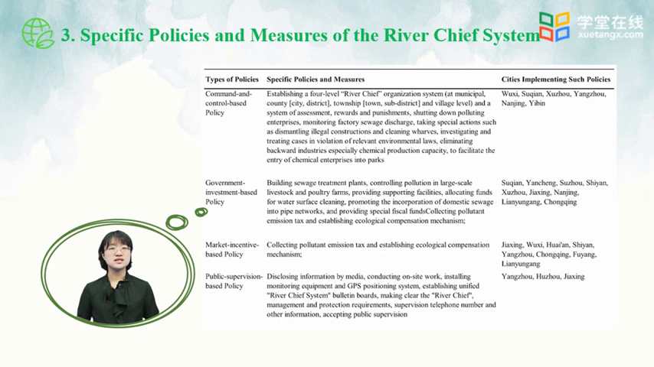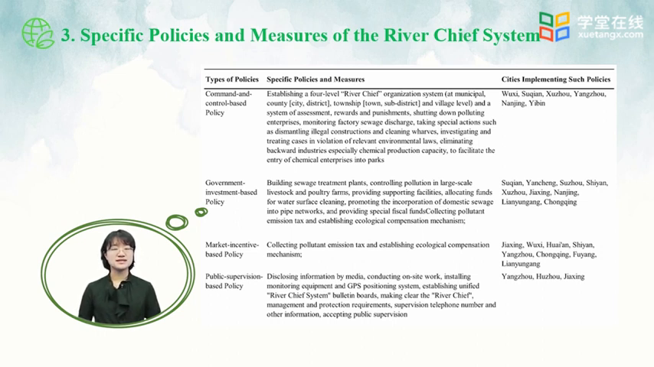As for pollutant emission tax we mentioned before, ecological compensation mechanisms have been established in some cities, such as cities in the middle and lower reaches of the Yangtze River, like Jiaxing, Wuxi, Huai'an, Shiyan, Yangzhou, Lianyungang, Fuyang, Chongqing. As a municipality located in the upper reaches of the Yangtze River, Chongqing has also implemented a market economic-based policy.